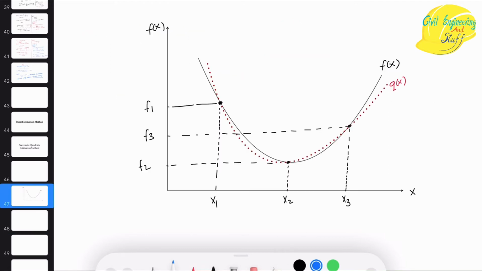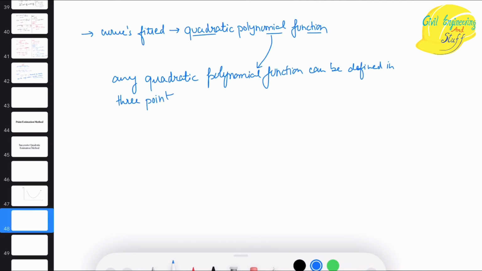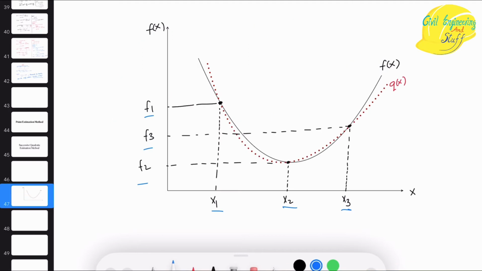In this case, the points are x1, x2, and x3, which will give 3 function values. Okay, and the algorithm begins with taking these 3 initial points. Okay, and of course this function will also have a minima, right?